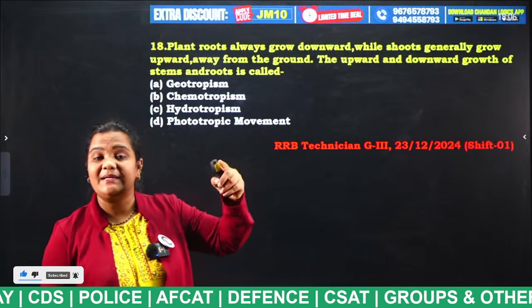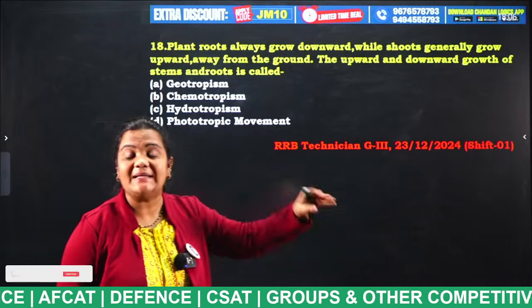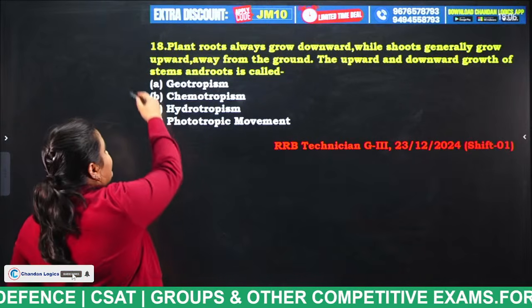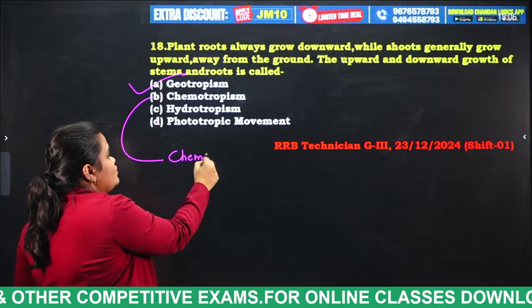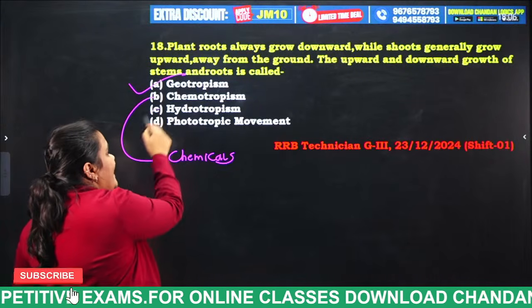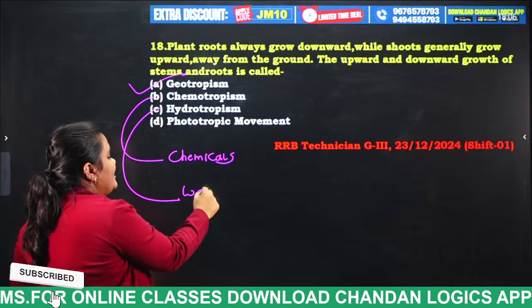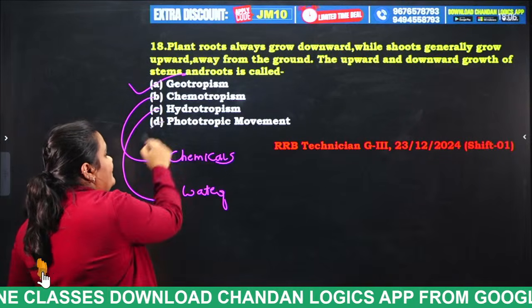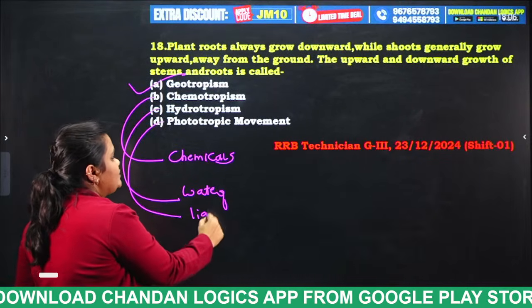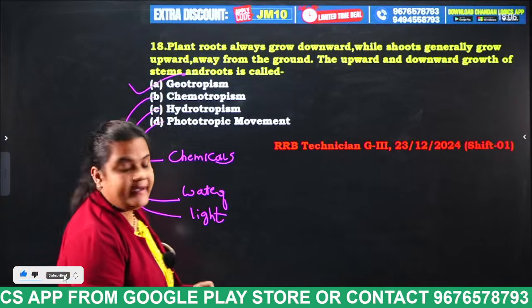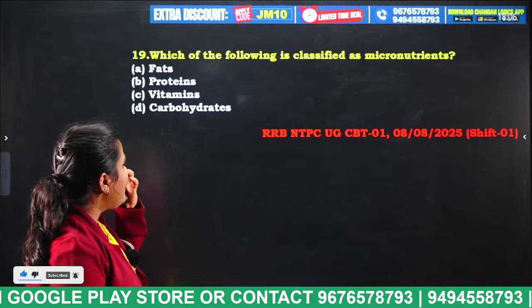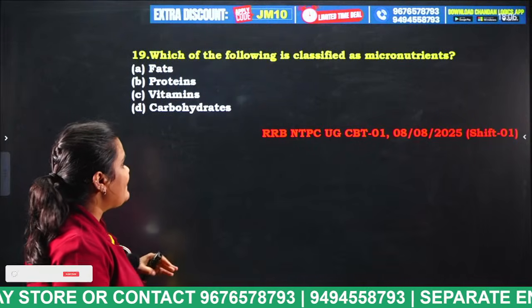So what it is reacting to is gravity, and that phenomenon is known as what? Geotropism. If the plants react to chemicals, that phenomenon is known as chemotropism. If the plants react to water, that phenomenon is known as hydrotropism. If the plants react to light, that phenomenon is known as phototropic movement. Clear? Yes.